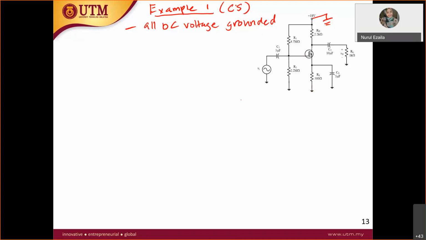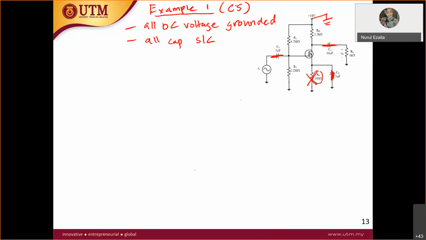Next, all capacitors are short circuit. So this capacitor will be short circuit, this capacitor will be short circuit, and this capacitor will be short circuit. Since CS is short circuit, what happened to the RS over here? It will be short circuit.